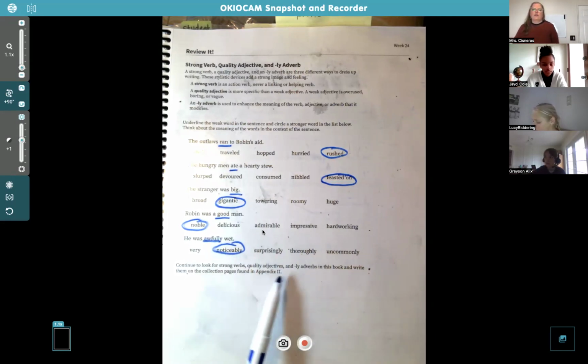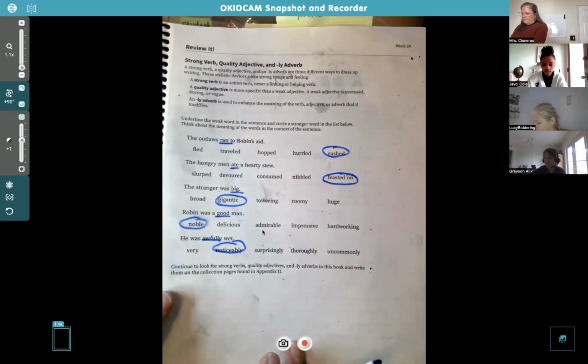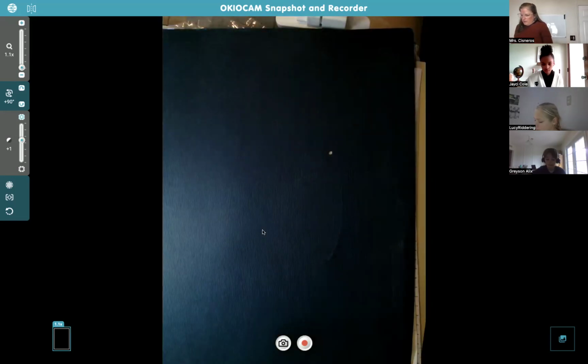And then there's a little note here on the bottom of the page. If you want to keep track of a list of words that you like, as far as adjectives or verbs or any of your dress ups that you like to use, there's a place at the back of the book for you to make a list to keep track of that. All right, let's go to the practice page next. Page 141.